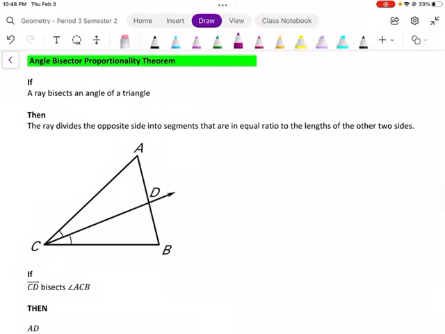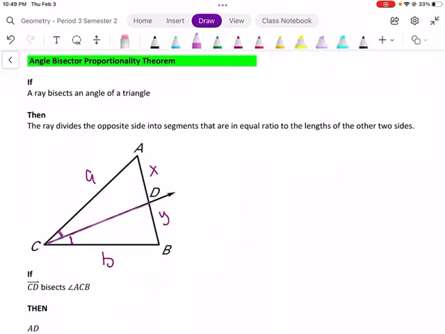another theorem that we're going to use is the angle bisector theorem. And this one is if a ray bisects an angle of a triangle, so remember bisect means it cuts it in half, then the ray divides the opposite side into segments that are in equal proportion to the lengths of the other two sides.